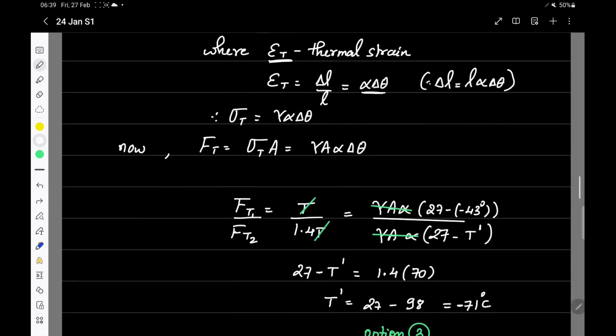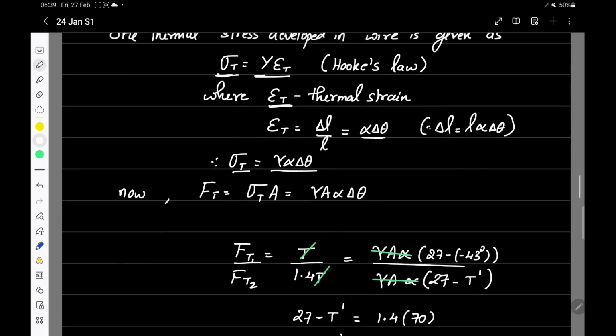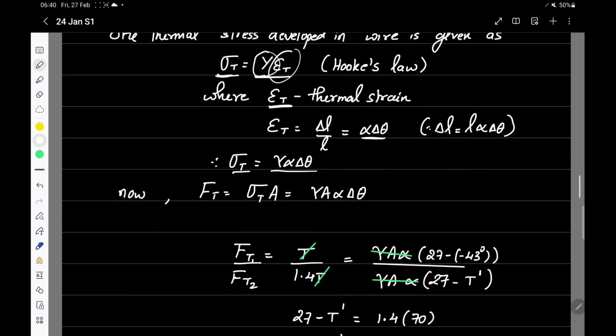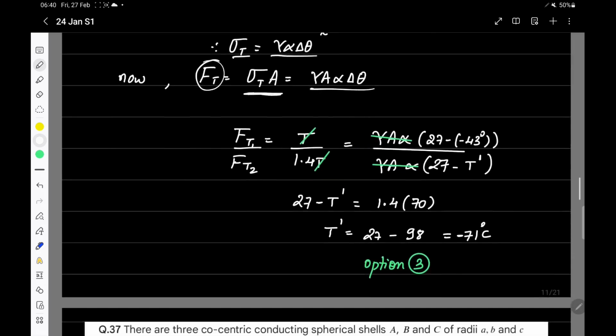So once we have thermal stress as Y alpha delta theta, because you know Young's modulus into thermal strain, and we have found thermal strain to be alpha delta theta, the thermal stress developed is Y alpha delta theta. We can multiply the thermal stress with area, and the force developed in the rod will be equal to Y alpha A delta theta.